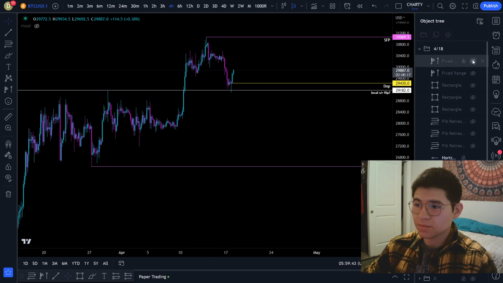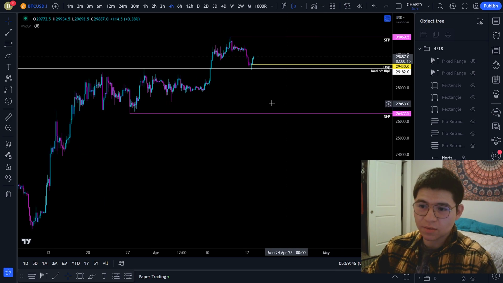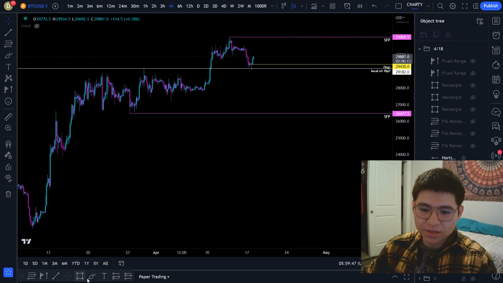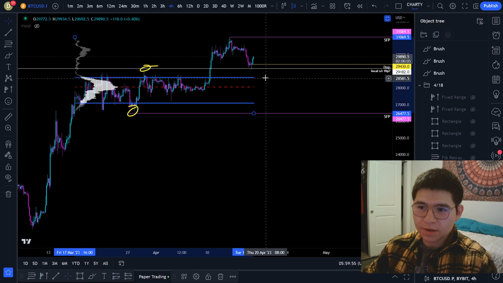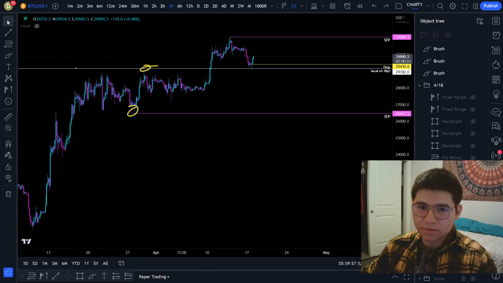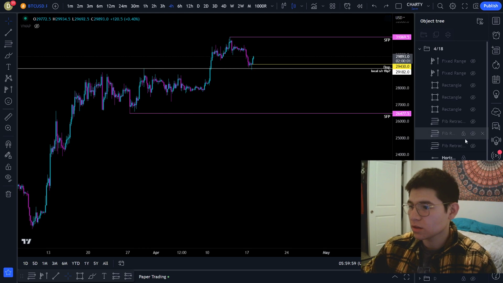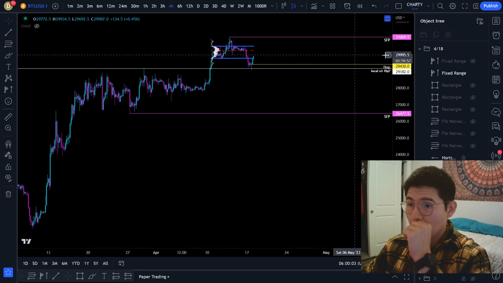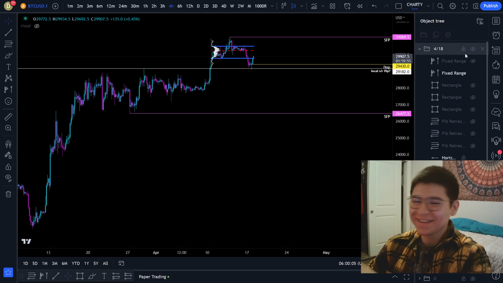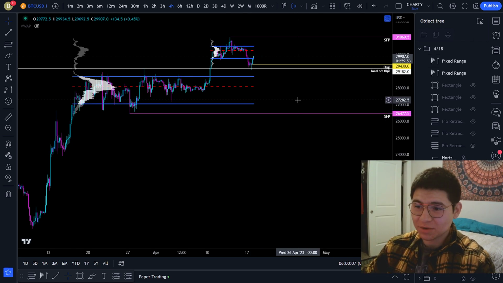Another thing that I did is I pulled out the fixed range, now that we actually have set ranges. We have the high of the range here, low of the range here. We can pull the fixed range profile right here and get the volume for that. So I got the volume for this range up here and this bottom range down here.